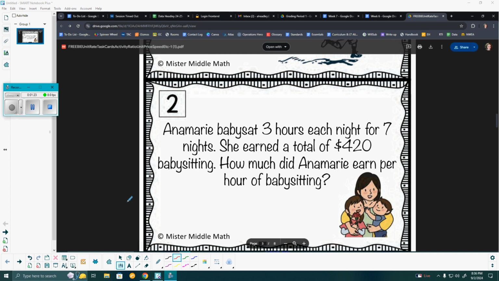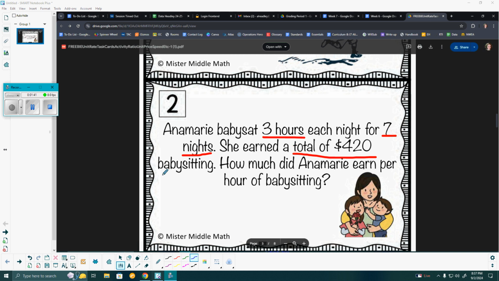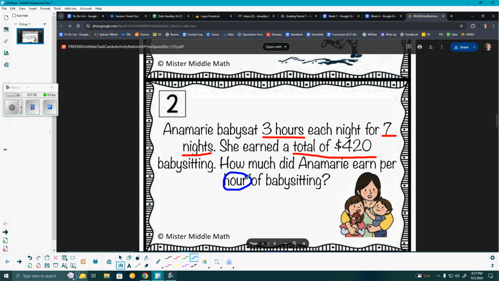Our next problem says, Anna Marie babysat 3 hours each night for 7 nights. She earned a total of $420 babysitting. How much did Anna Marie earn per hour of babysitting? So there's a little bit of a two-step problem here. First of all, we need to know how many hours she spent babysitting. That way we can calculate the amount of money she made per hour.